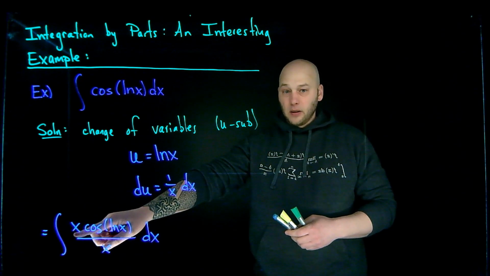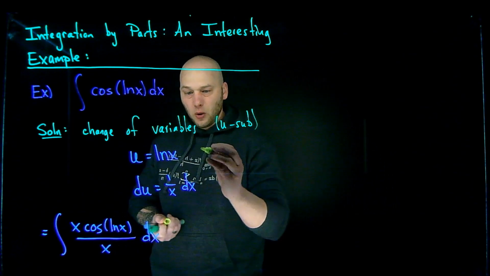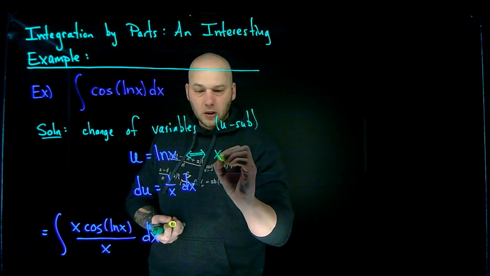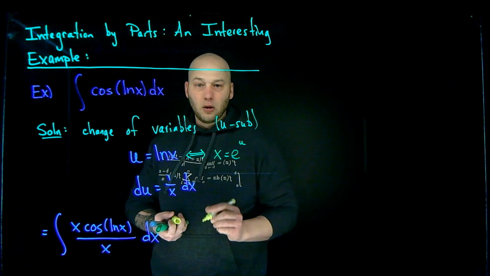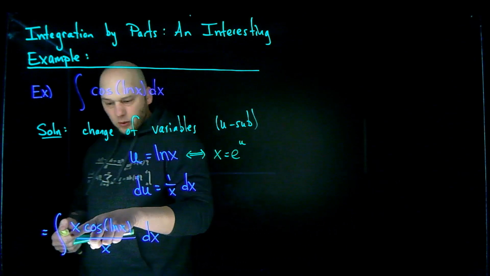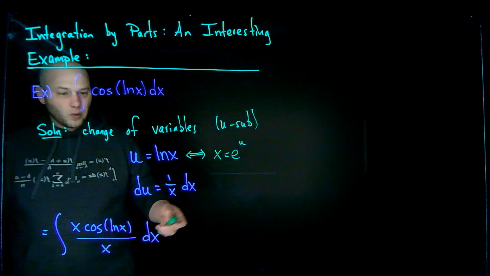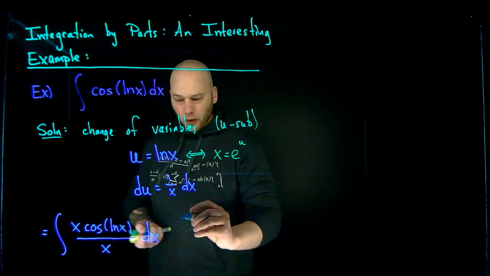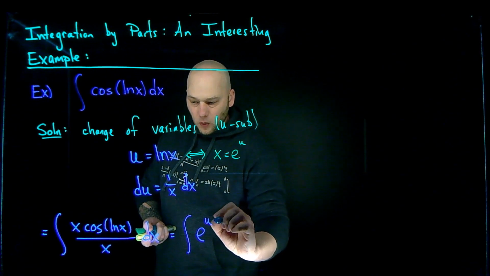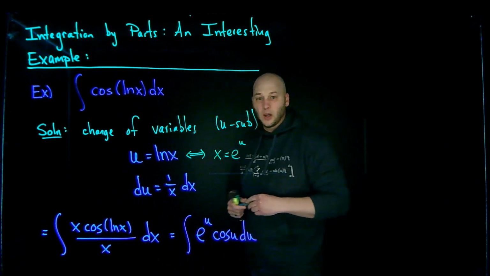But I can easily turn this into an expression that relates to the variable u, because remember that u equals the natural log of x is equivalent to saying x is equal to e to the u. So therefore, I'm going to replace this x with e to the u, this log with u. dx over x is going to be my du. Therefore, my integral with respect to the variable u is the integral of e to the u cosine of u du.